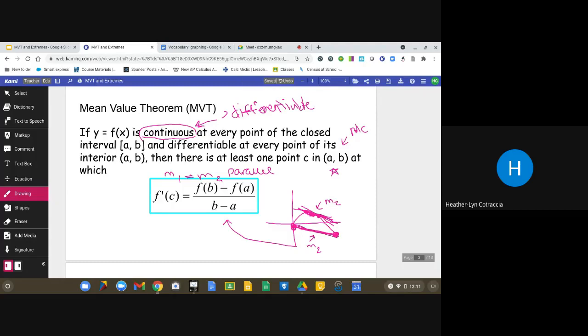So slope of tangent equals the slope of the secant line. Slope of tangent equals slope of secant, or they are parallel.